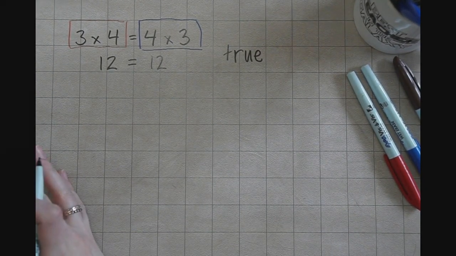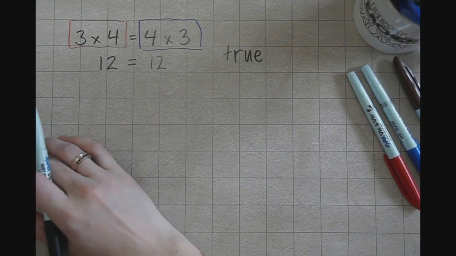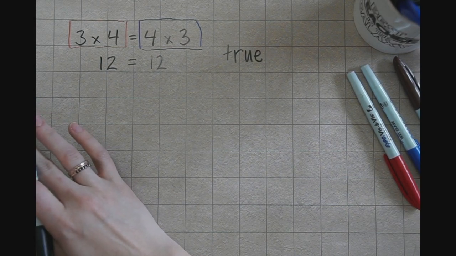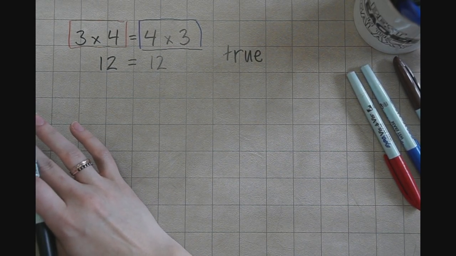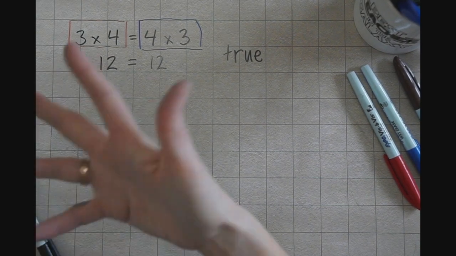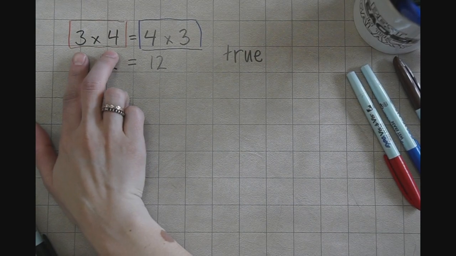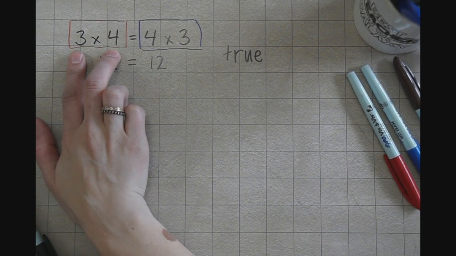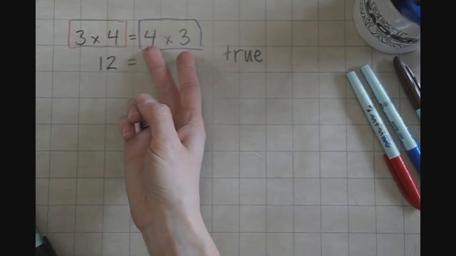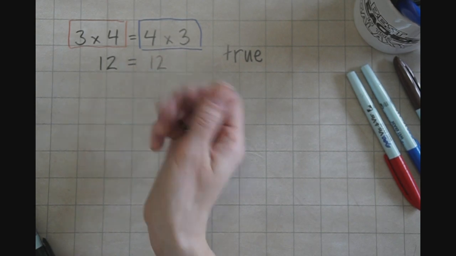Some of you might have already known that just by looking at it at the start, because you know about the commutative property. That's a fancy way of saying you know your flip-flop facts, that with adding and multiplying, if you have two digits like this and you flip them over, you already know that that gives you the same answer. Very cool.